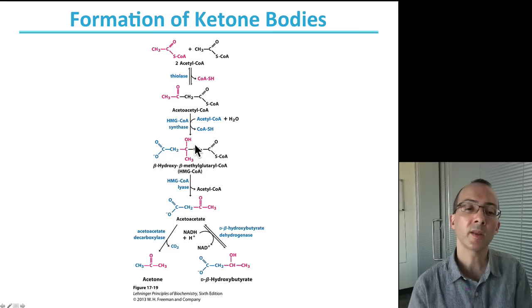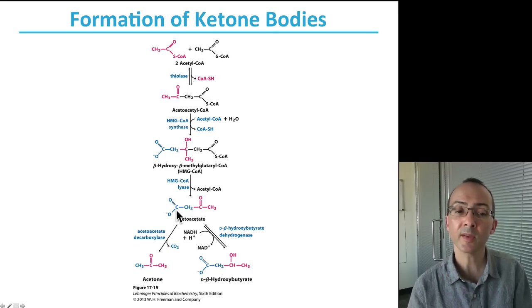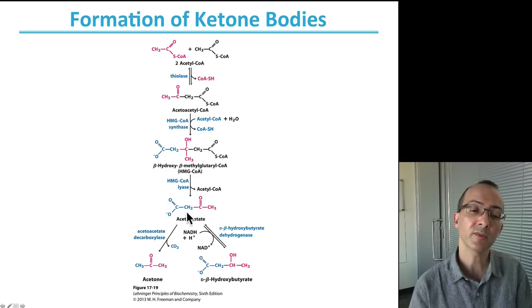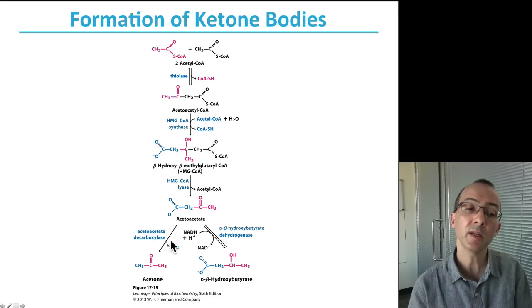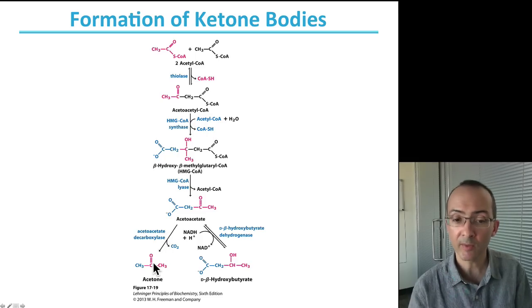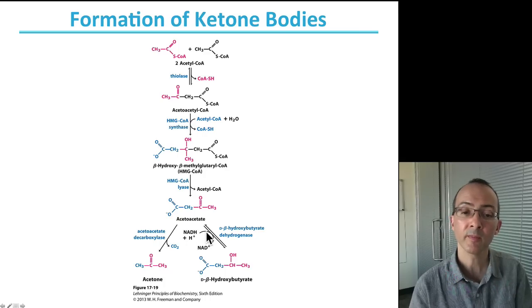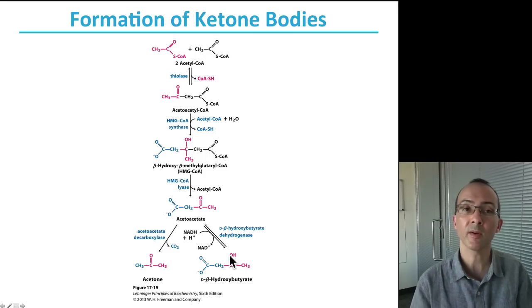But the key point here is then we can go from there to acetoacetate by elimination of one of these acetyl-CoA units. And now acetoacetate is a subject for 2 different possibilities. It can either be decarboxylated to make acetone, a so-called ketone body, or it can be reduced to make beta-hydroxybutyrate, shown here. So we just reduce this ketone to make the alcohol.